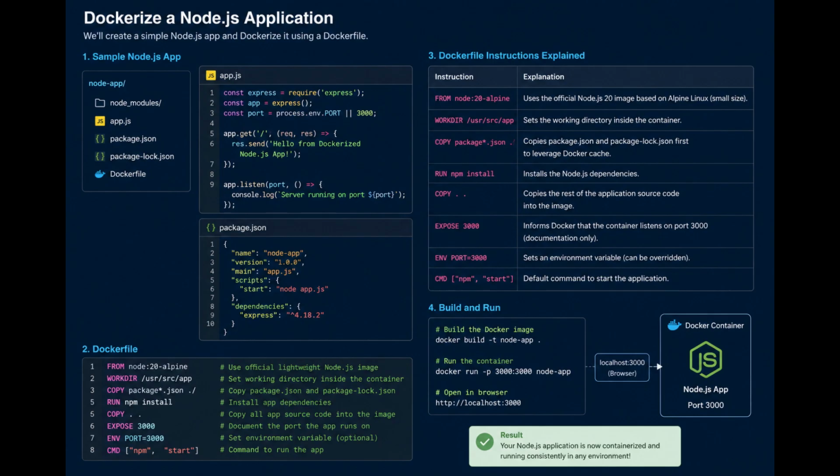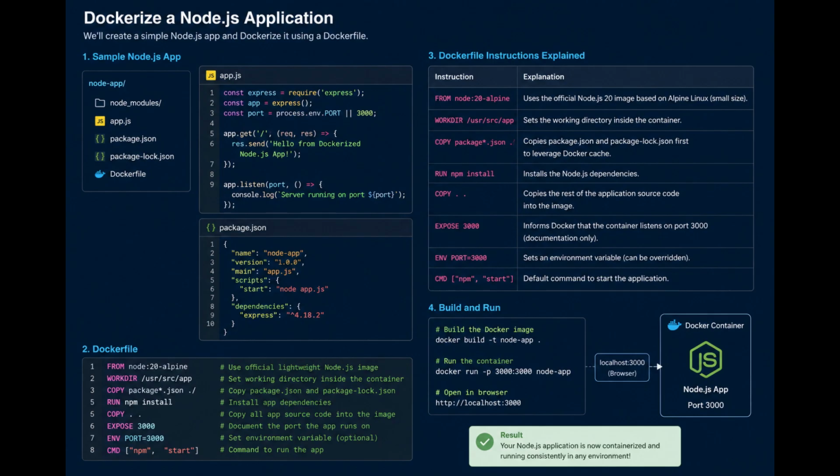In this example, we are creating a simple Node.js application and then packaging it into a Docker container. On the screen, you can see the structure of the project. Inside the project folder, we have files like app.js, package.json, package-lock.json, and the Dockerfile itself. Let's understand what each file does. The app.js file contains the actual Node.js application code. In this example, we are using Express.js to create a small web server. The application listens on port 3000 and returns a simple message saying, "Hello from Dockerized Node.js app."